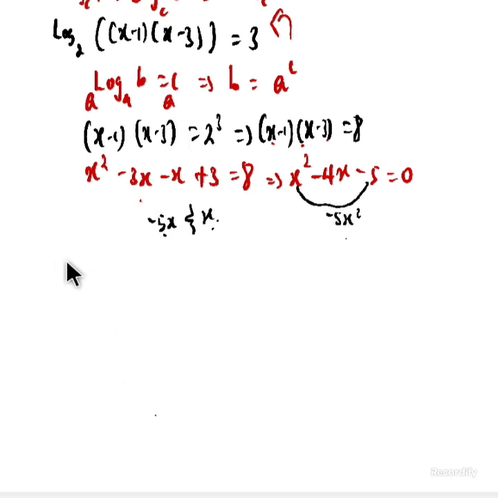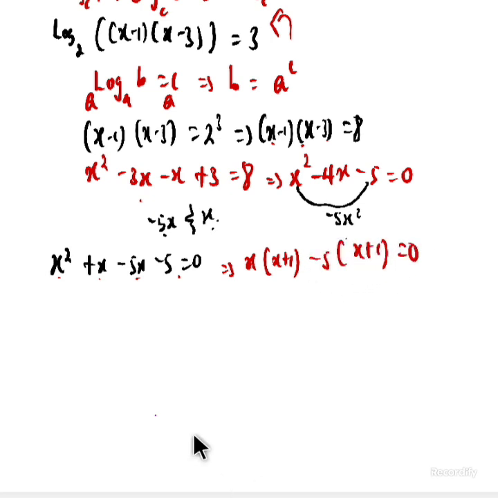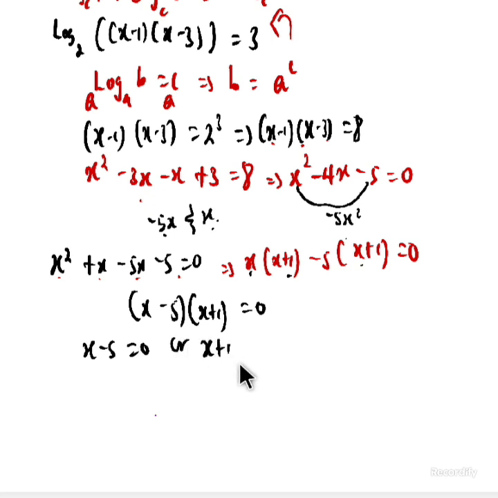Okay, so we can now write the equation as x squared plus x minus 5x minus 5 equal to 0. Then you factorize: x is common here and negative 5 is common here, so we're going to have x into (x plus 1) minus 5 into (x plus 1) equal to 0. You take x and negative 5 together, so you have x minus 5, then you take (x plus 1) out, multiplied, and everything equals 0. So this means either x minus 5 equal to 0 or x plus 1 equal to 0. So we have x is equal to 5 or x is equal to negative 1. So that's the answer to the problem.